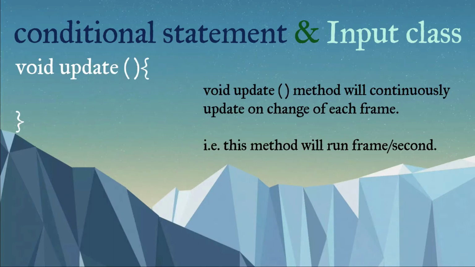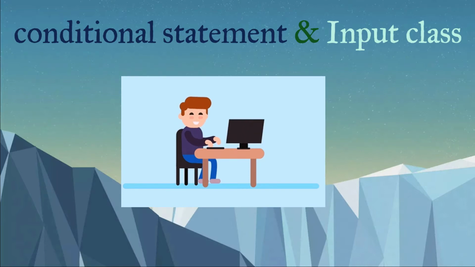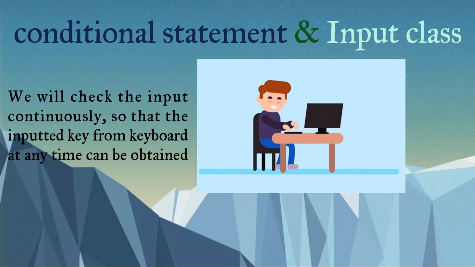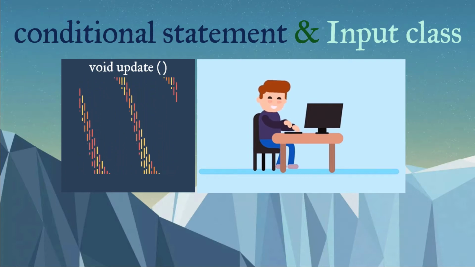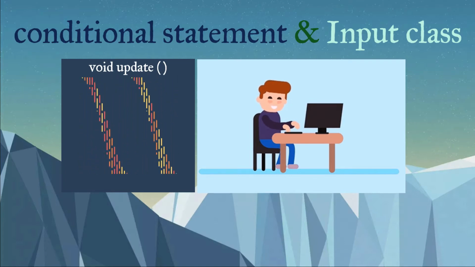In the previous video we learned what the void Update method does. Now in this video we are going to get the keys inputted from the keyboard by the player. In this situation, when the user will press a key from the keyboard is not known. So we have to check if a key was pressed or not almost continuously. And we will do it in the Update function, because the Update function is executed every time the frame changes.